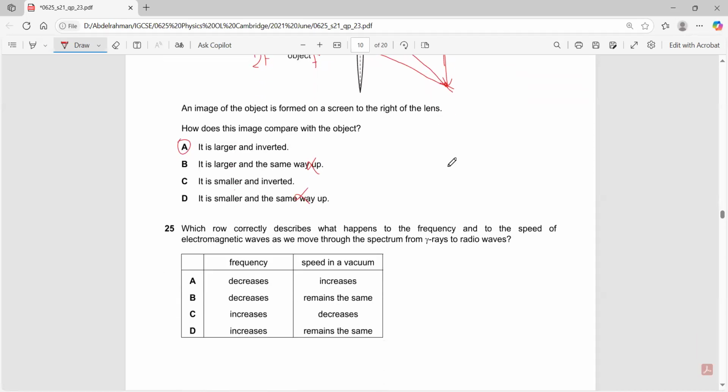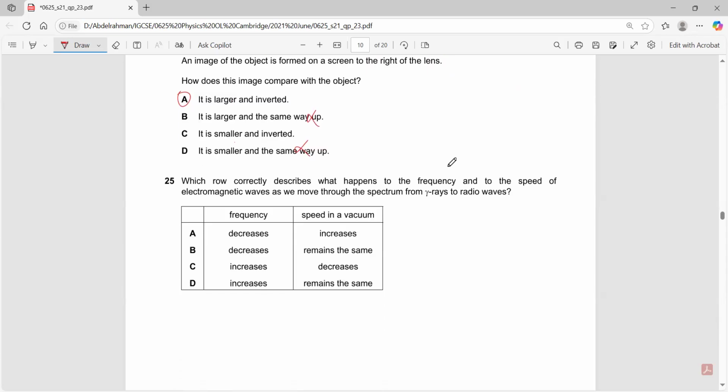Which row correctly describes what happens to the frequency and to the speed of electromagnetic waves as we move through the spectrum from gamma to radio waves? What happens to speed? Does it increase, decrease? No, it actually remains the same. They all have the same speed, 3 times 10 to the power of 8. What about the frequency? From gamma to radio waves, gamma has the highest frequency, therefore the frequency decreases, right? As you're going from the gamma rays to the radio waves.